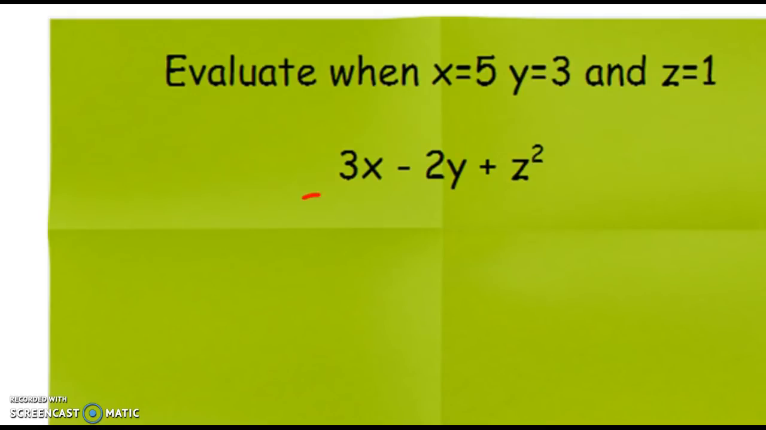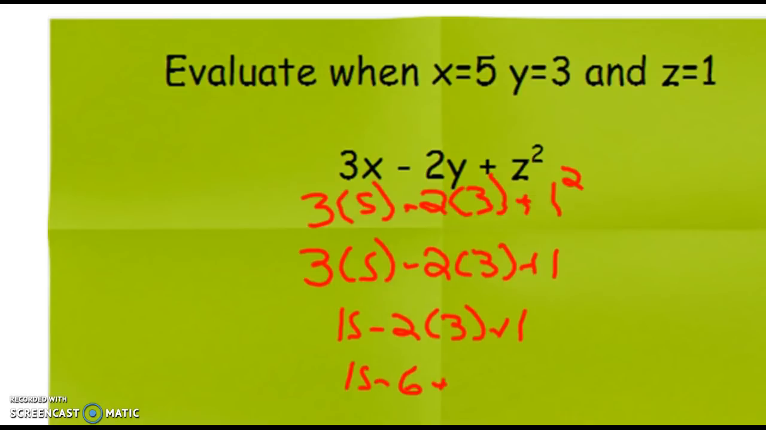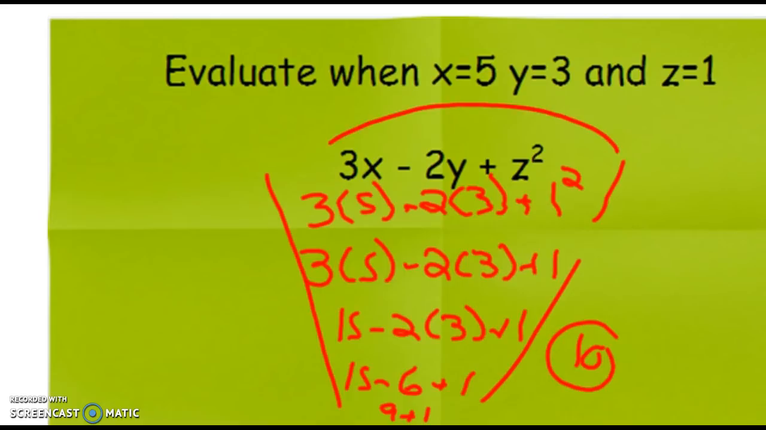So here we have 3x. So my first step is just to plug in the numbers. y is 3, and then z is 1. Now my next step is to actually start doing some math. So I'm going to do this 1 squared on the end, which I know is just 1. So I'm going to rewrite that. 3 times 5 is 15. 2 times 3 is 6. 15 minus 6 is 9. So my answer would be 10. And for this question, you have to show me all of the work.